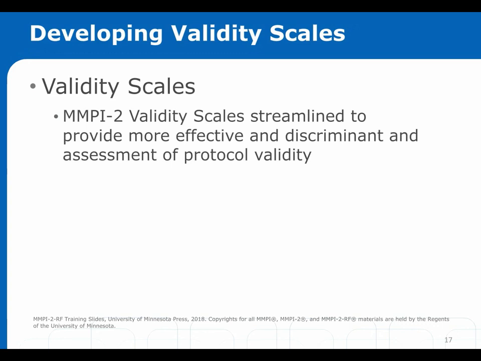FS was constructed by identifying items that were infrequently endorsed by medical patients. RBS was created by identifying items that had predicted failure on performance validity tests in a forensic disability setting.